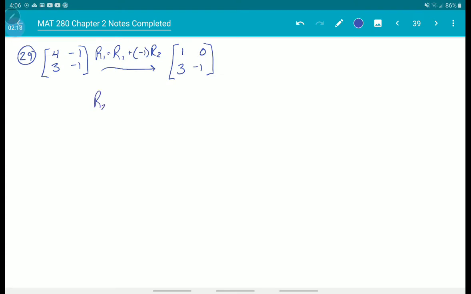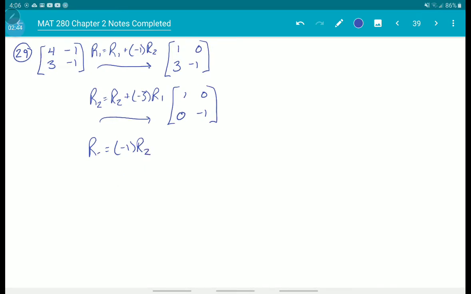So now I'm going to take row 2 and replace it with row 2 plus -3 times row 1. And then I'm going to take row 2 and replace it with a -1 times row 2. Just kidding, that's row 2. And that's going to give me the identity for a 2 by 2. So now that I have that identity, and I've performed all these row operations, I can figure out what my elementary matrices are going to be.